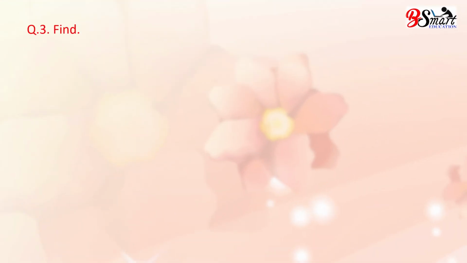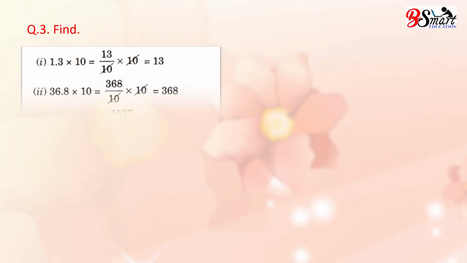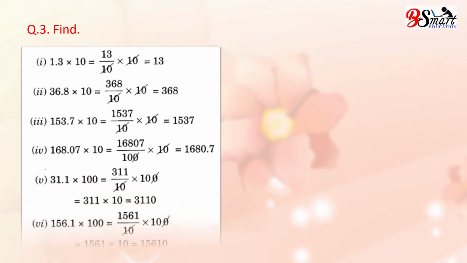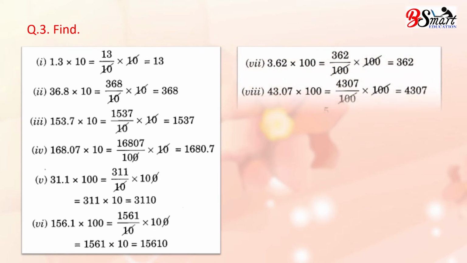Question number 3. Find. First, 1.3 into 10 equal to 13 by 10 into 10. So, 10 cut. That is, 13 is answer. All the remaining questions are same.